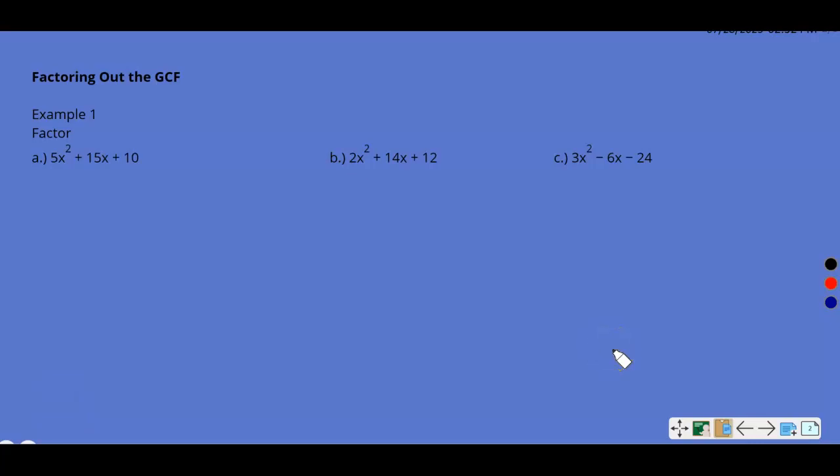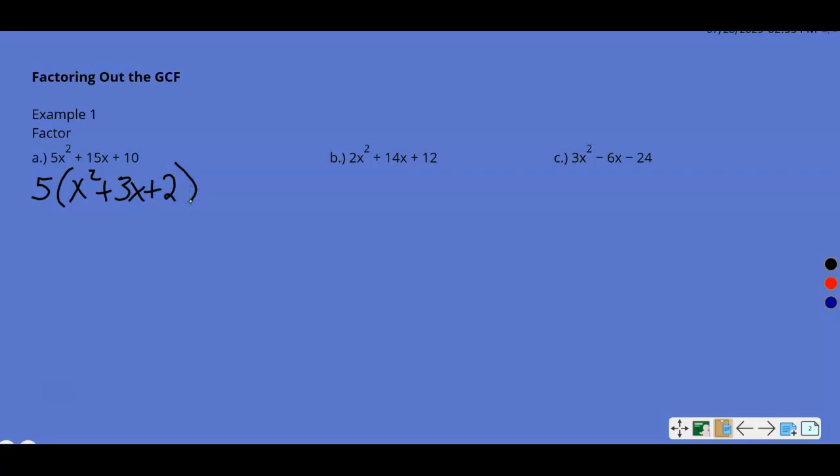Example 1, factor. Factor 5x squared plus 15x plus 10. Hopefully as soon as you look at that, you notice that these are all multiples of 5. So the first thing you want to do is factor out your greatest common factor. So what does each of these have in common? Well, a 5. So let's factor out a 5. So I have 5 times x squared. 5 goes into 15, 3x, and 5 goes into 10, 2 times.